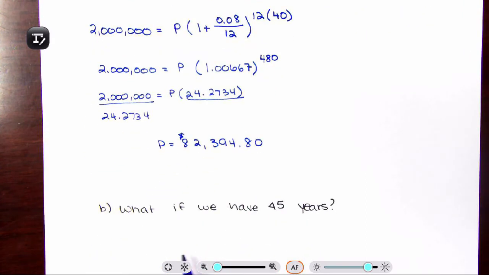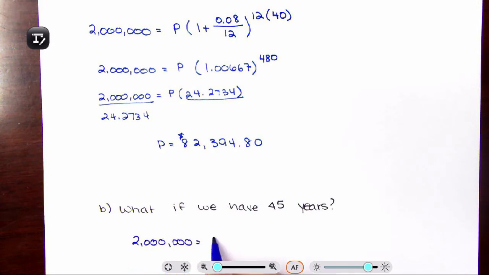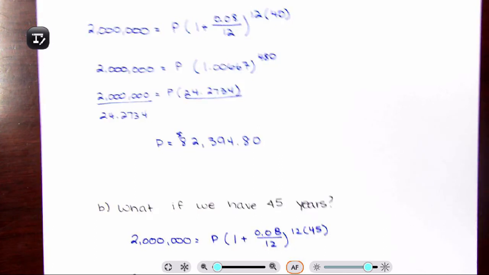All right, let's try this. What if we have 45 years? So how does this change? Well, the formula is the same. We are still solving for P. However, now everything is basically the same, but instead of 40, we have 45 years. So everything stays the same. Some of the numbers you can steal from the previous example.